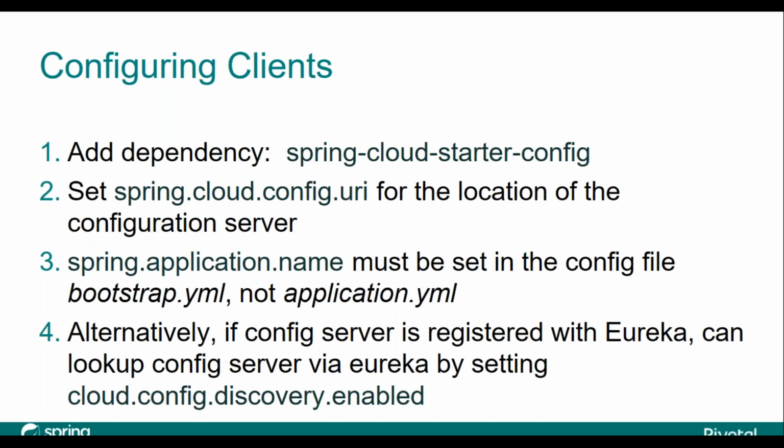Now, having said that, the next interesting thing here is, what about my config clients? For a config client, you need to add a dependency. What is the dependency you're going to add? It is again the Spring Cloud Starter Config dependency. And then you set the spring.cloud.config.uri for the location of your config server. And spring.application.name must be set in a config file. It should be the bootstrap.yml file. Make sure that it is not the application.yml file there.